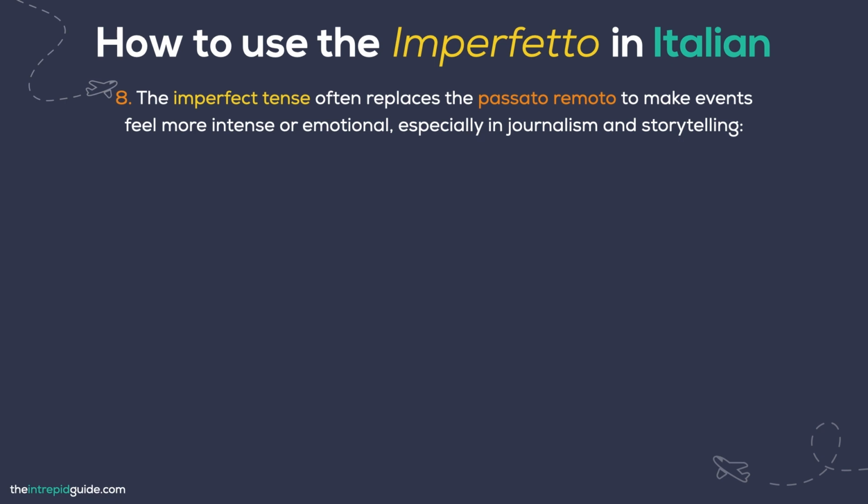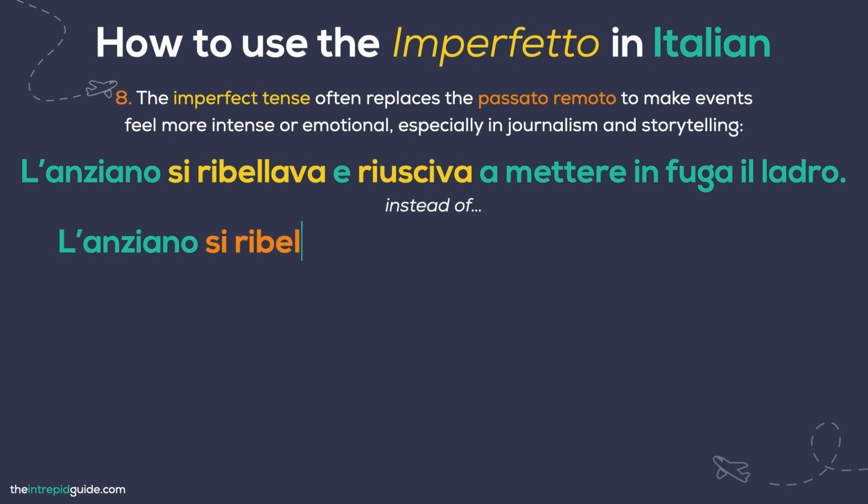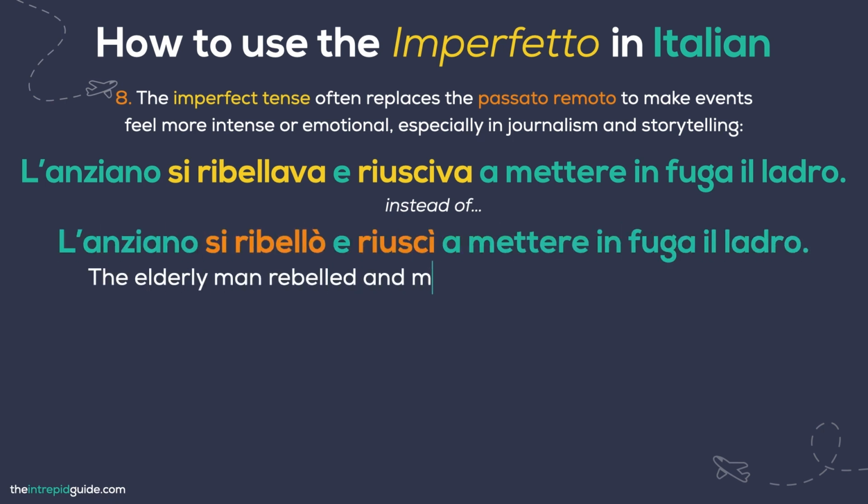The imperfect tense often replaces the passato remoto to make events feel more intense or emotional. This is especially true in journalism and storytelling. Take a look at these examples. You can say, L'anziano si ribellava e riusciva a mettere in fuga il ladro, instead of, L'anziano si ribellò e riuscì a mettere in fuga il ladro. The elderly man rebelled and managed to chase away the thief.